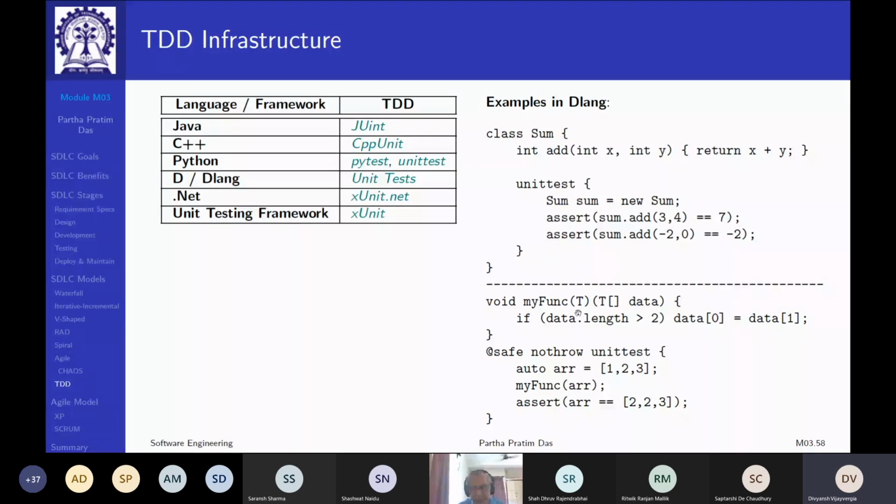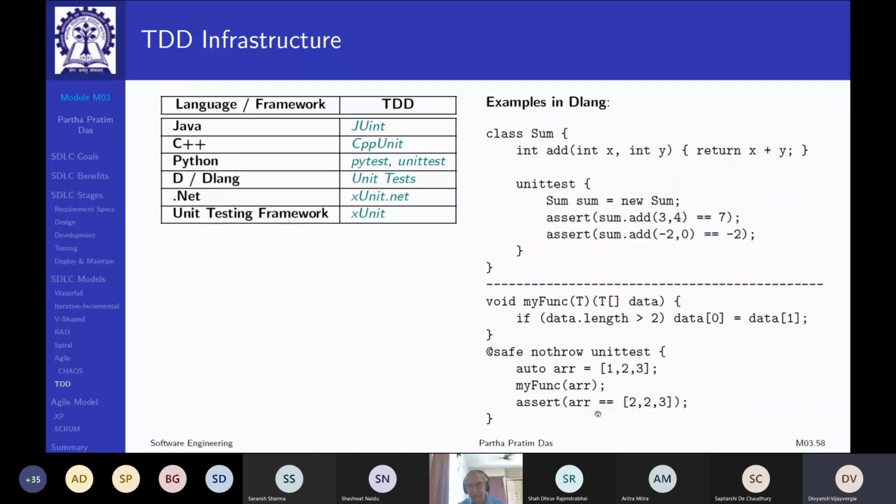Then we have my function, which takes an array of type T, with the condition that the length is greater than 2, then data[0] is assigned data[1]. So these are all constructs in DLang. So @safe, nothrow. That is, this unit test will by itself not throw. You have an array, you pass that array to this function and assert.